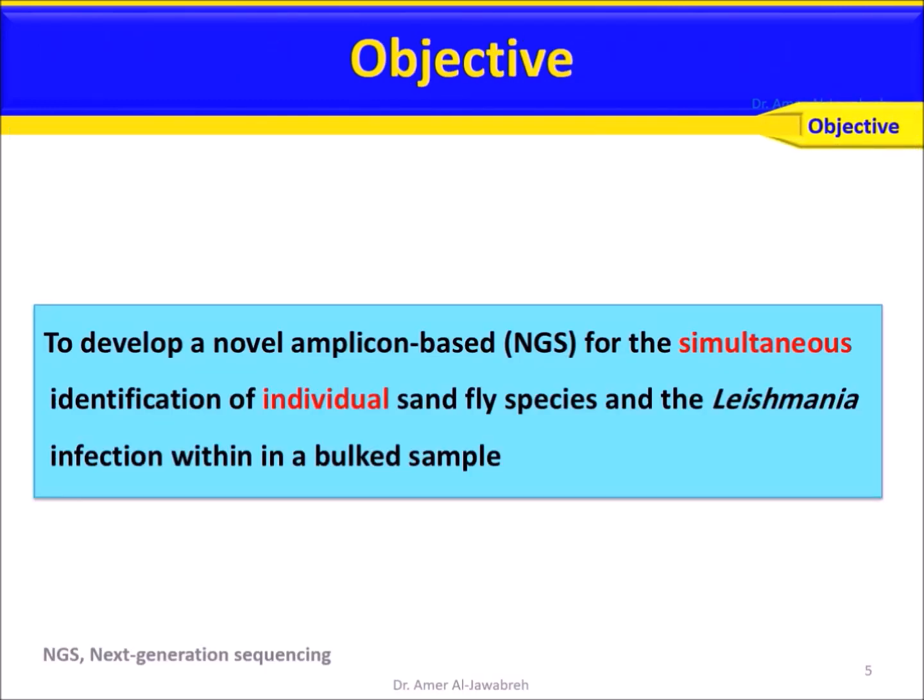Objective: to develop a novel amplicon-based NGS for the simultaneous identification of individual sandfly species and the Leishmania infection within, in a bulk sample.